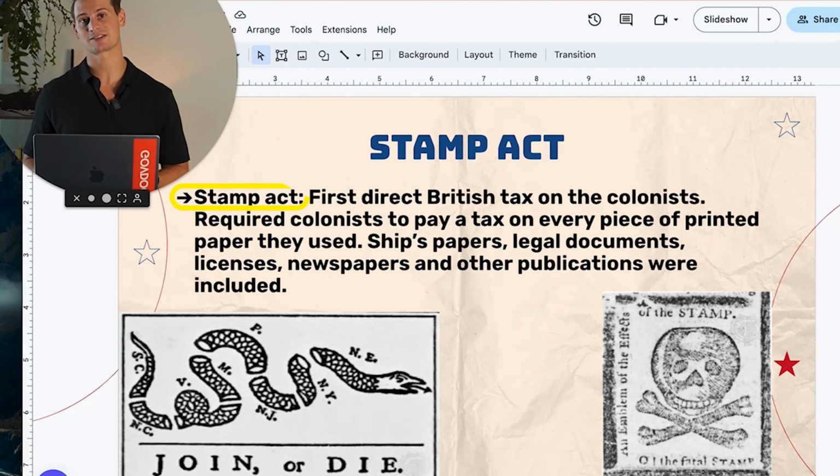We can see this with things like the Stamp Act. So what the Stamp Act says is that the colonists have to pay a tax on every piece of printed paper: ship documents, legal documents, licenses, newspapers, and any other publication. So basically anything that could have a stamp on it, the colonists are going to have to pay an extra tax on.